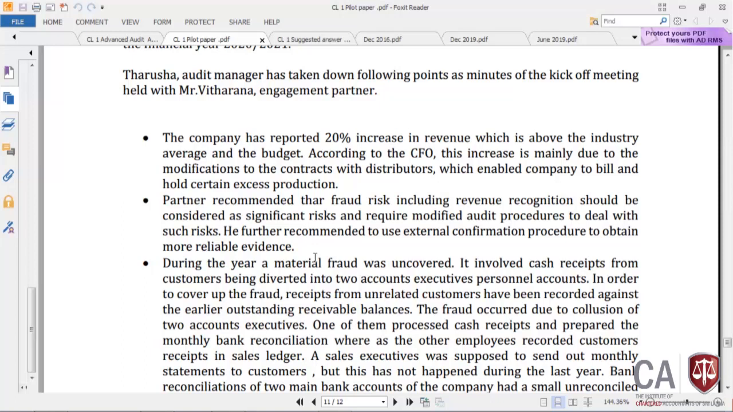The second bullet point: the partner recommended that the fraud risk indicating revenue recognition should be considered a significant risk and require modified audit procedures to deal with such risk. He further recommended using external confirmation procedures to obtain more reliable evidence. Again, it is something with regard to audit application, not regarding internal control.